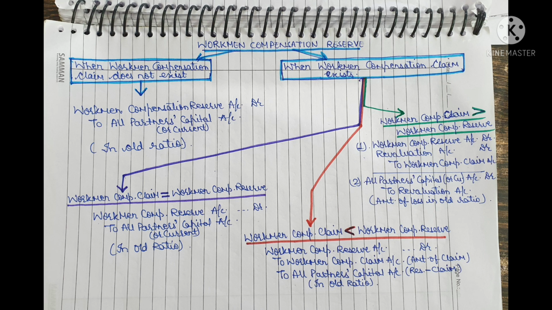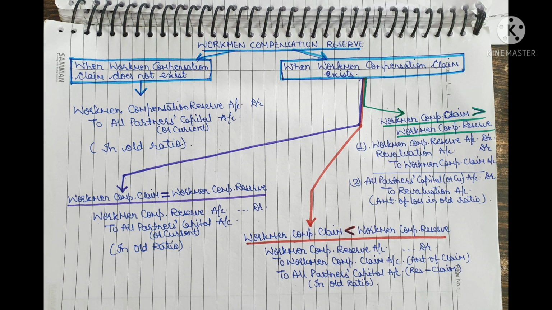Now let us discuss when the workmen compensation claim exists. How do we know that the workmen's compensation claim exists in the question? What will be given to you in the question? First of all, we will be having a look at the balance sheet given in the question. In the liability side, workmen compensation reserve will be given to you.